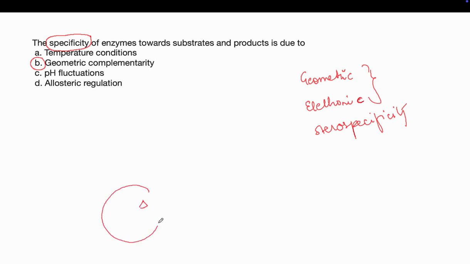For example, if the active site is too small and the substrate is too big, there won't be any specificity between the enzyme and substrate. Similarly, if the active site is too big, what will happen? Many substrates at a time will come and bind, and there won't be any specificity as such observed. There won't be much contact between the enzyme and substrate for the catalysis.